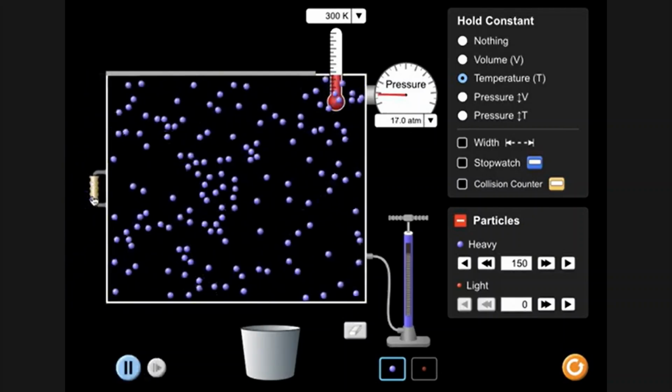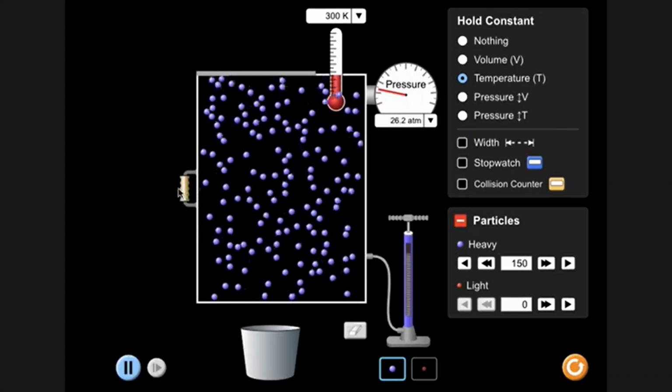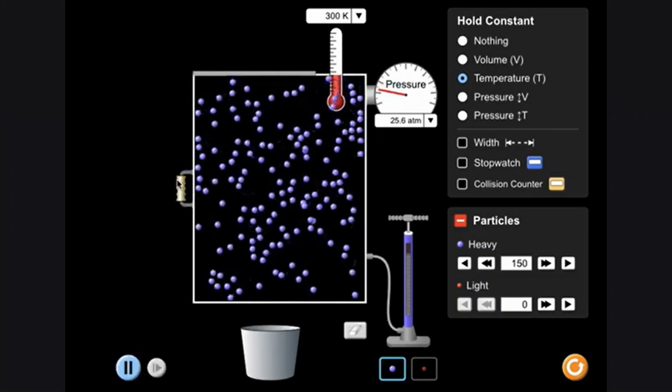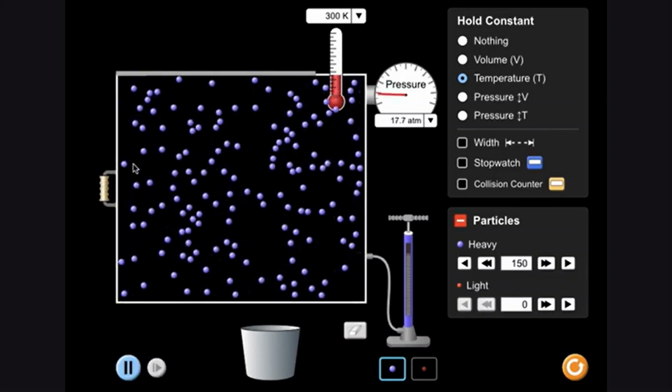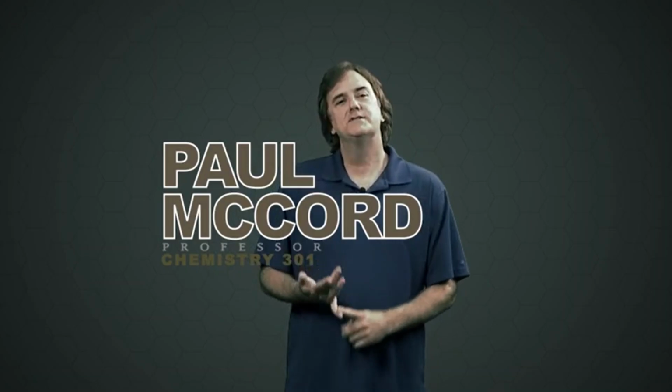Again, I can shrink it. As I decrease my volume, I increase my pressure. And expand it again. A real quick explanation of Boyle's law.